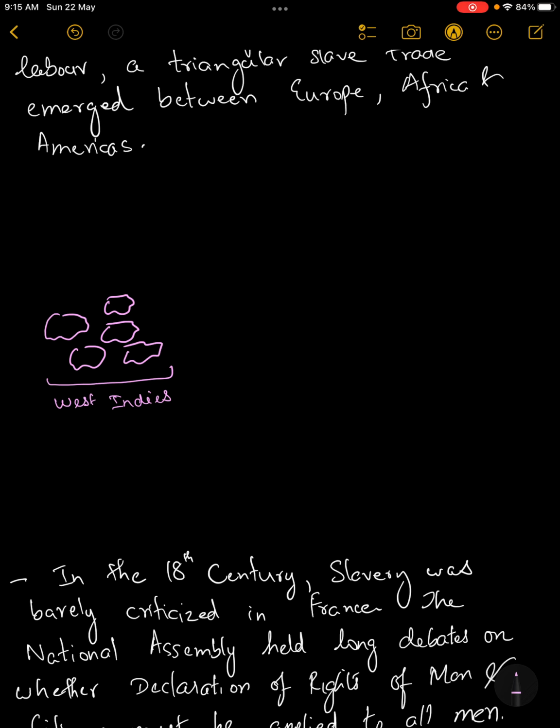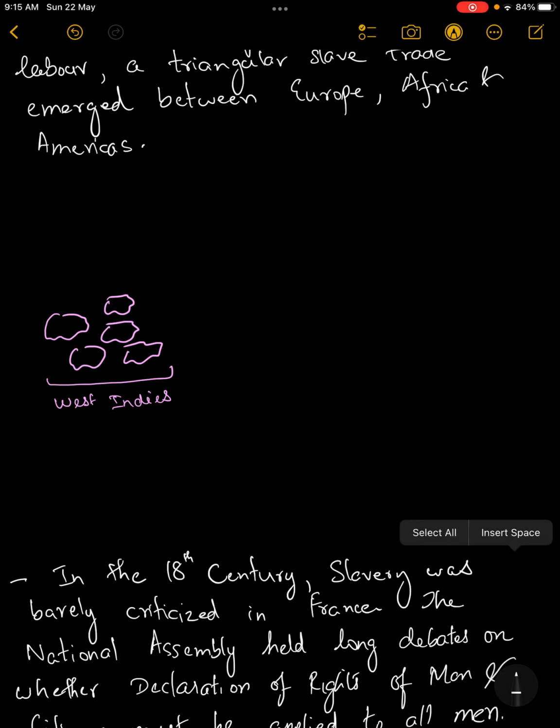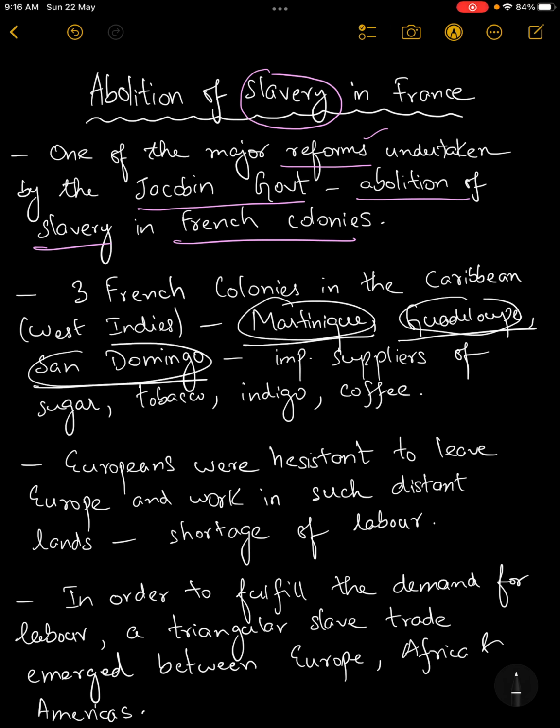Now, amongst this, there are a certain number of islands that have been occupied by France. Three islands in particular have been occupied by France and are of interest to us. These three islands that I am talking about are the Martinique Islands, the Guadeloupe Islands, and the San Domingo Islands. So three islands: Martinique, Guadeloupe, and San Domingo.